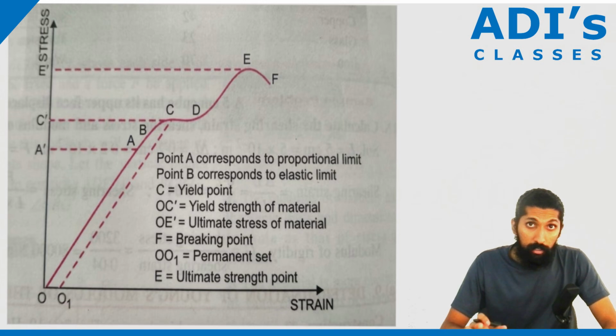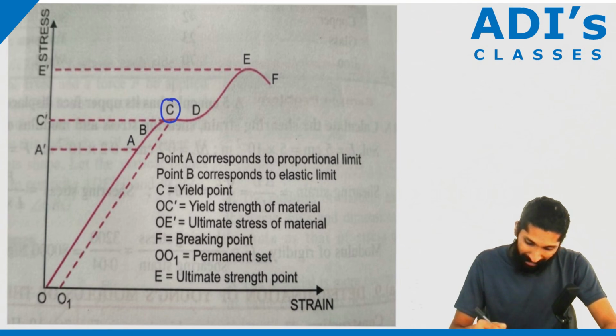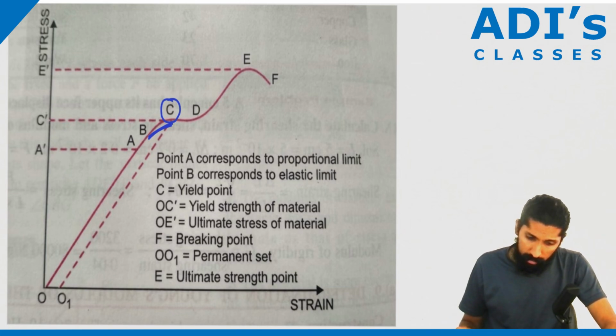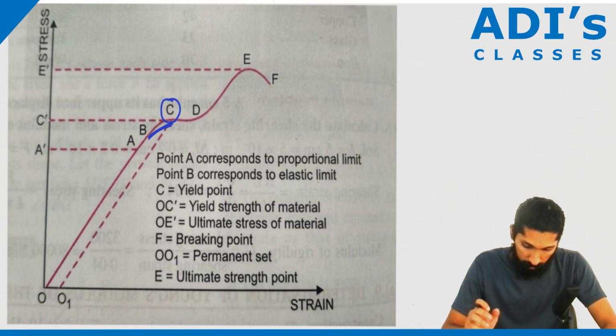Now point C, this is a very, very important point, because look at the graph here. If you look at point C, it is on a higher level compared to B, correct? Now if you look at this region BC, it is non-linear, correct? And also if you look at the stress and strain graph here, see what's happening? Strain is increasing much more compared to that of stress, correct?